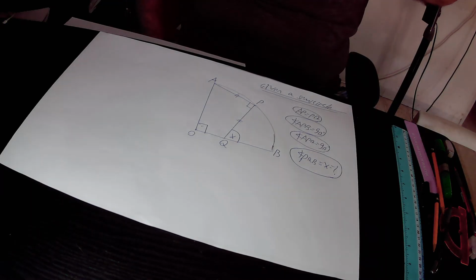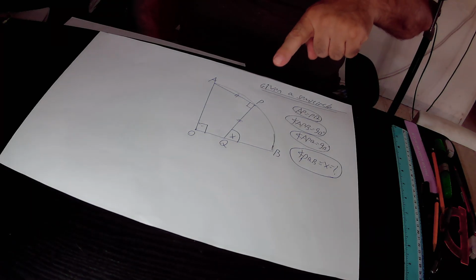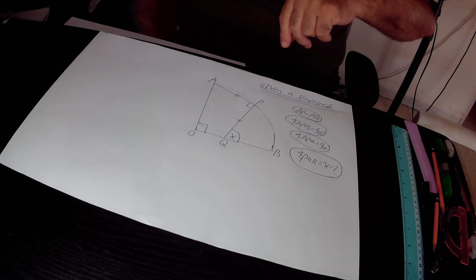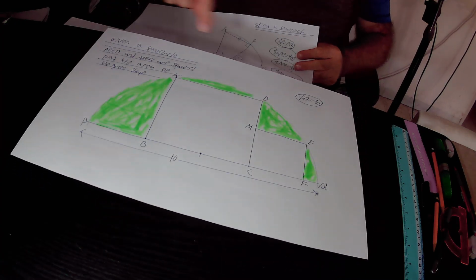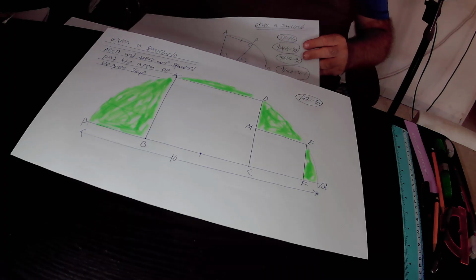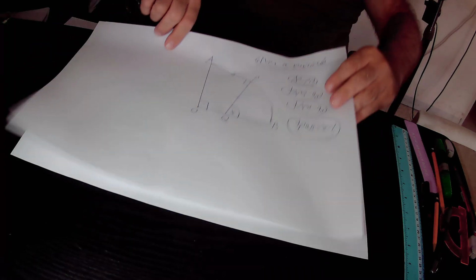And now in this lecture we'll answer two questions. In the first question, we'll find out the size of this angle x, and in the second question, we'll find out the area of the green shape. So we'll start with the first question.